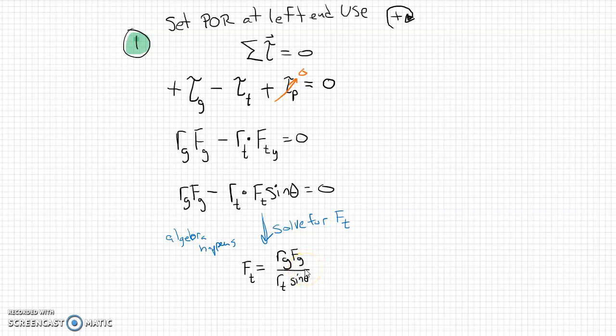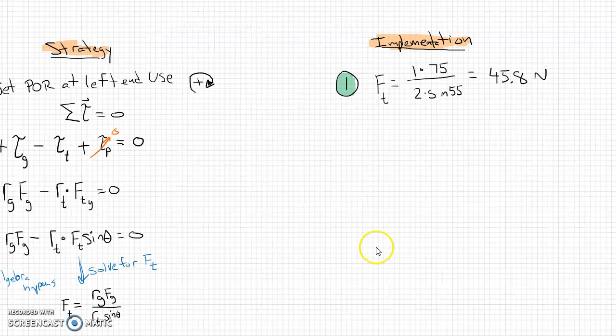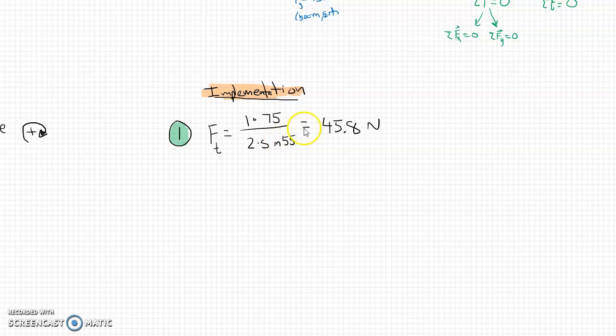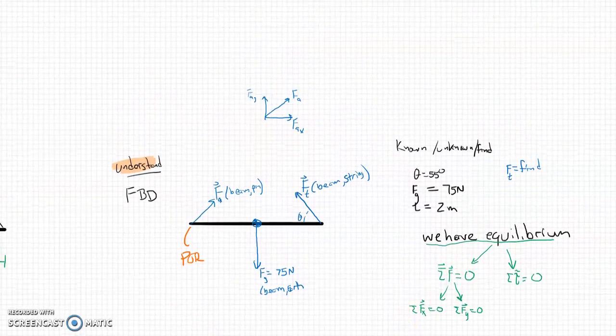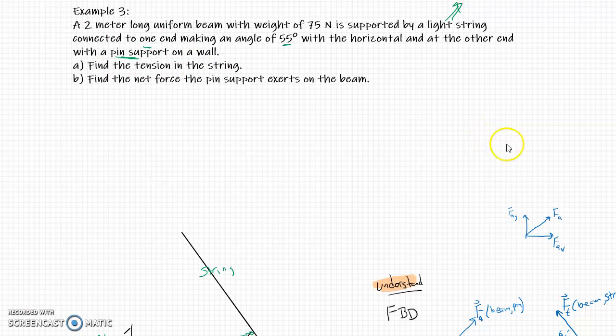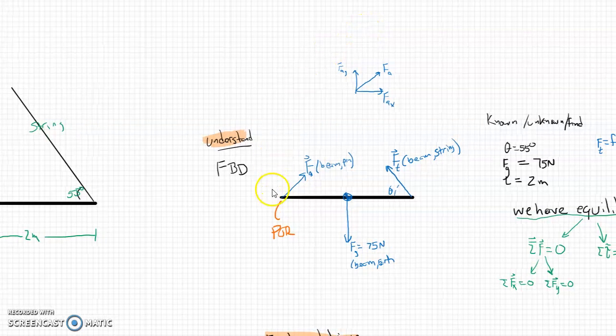All right, I'm going to do the implementation, we'll get a number, and see what we end up with. Okay, after taking our equation that we derived and substituting those numbers in, I found out that the tension was 45.8 newtons. Now, the second part of this question required us to find the net force the pin support exerts on the beam.